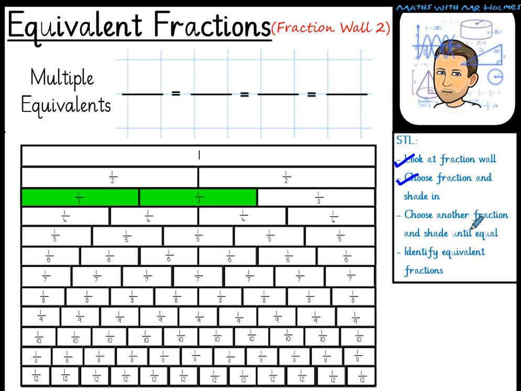I next need to choose another fraction and shade that in until it's equal. So follow the brick down. You can see it's in line here. It's the same as 6. Follow it down again. We have ninths. We'll follow it down again, and we have twelfths.